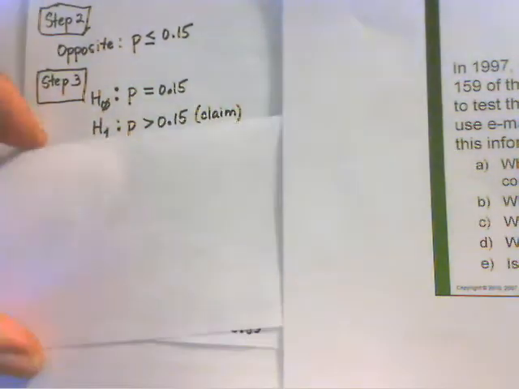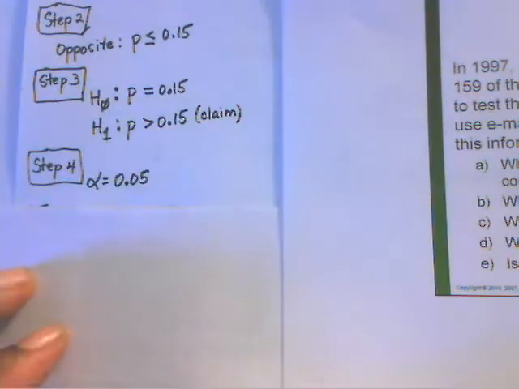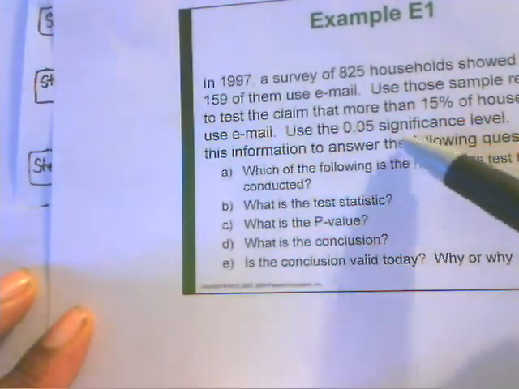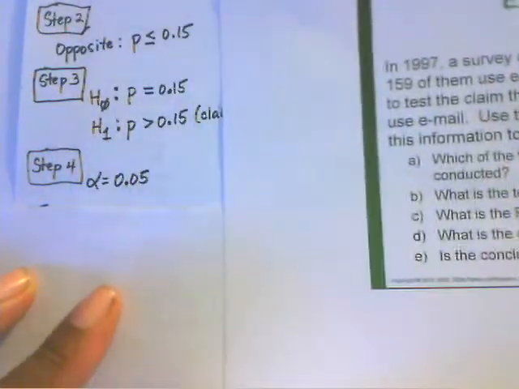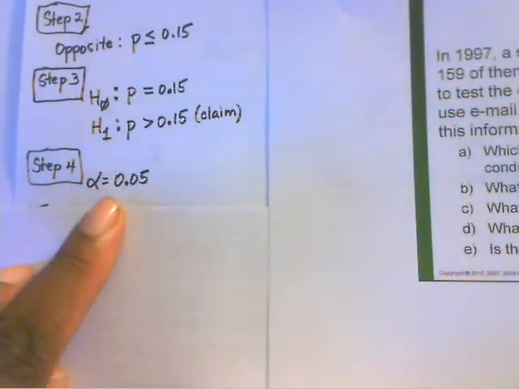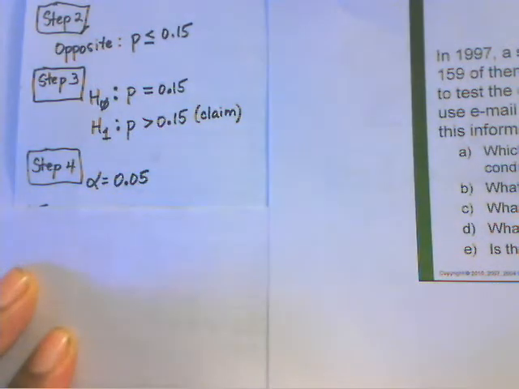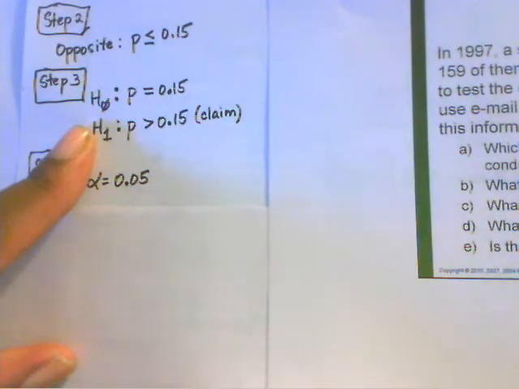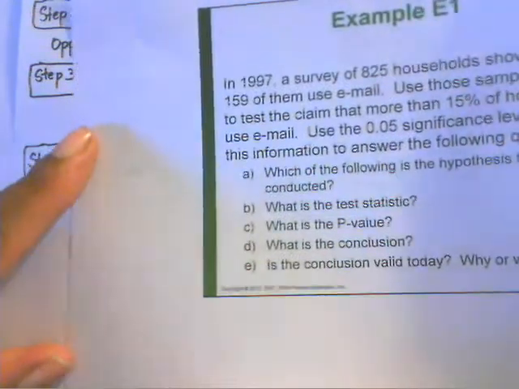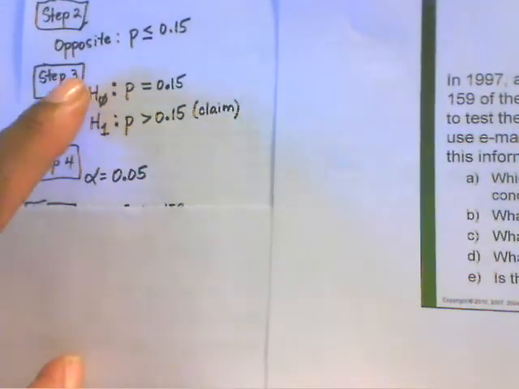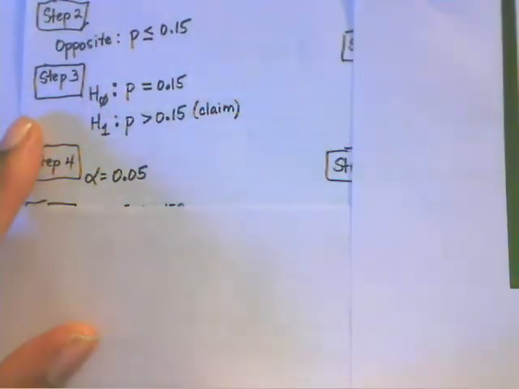Now I'm going to scoot this down to step number 4, stating the level of significance. The problem says to use the 0.05 significance level, so my alpha level is 0.05. That's all I had to do here, just state the level of significance. By the way, step number 3 was the answer to part A, which is the hypothesis test to be conducted, and this is it. So part A was already answered.